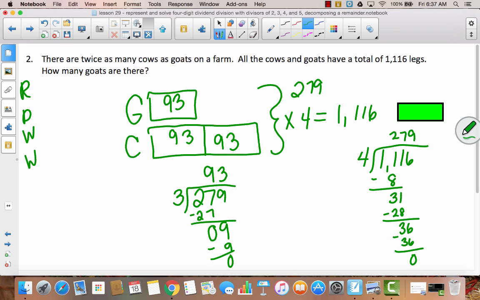So now let's see what the question is asking us. The question says, how many goats are there? So can we answer that question now? Yes, we can. We can say there are 93 goats. All right, so remember we're working on our long division. If you're not fluent at this practice yet, that's okay. Keep trying. The more you do it, the better you will become.